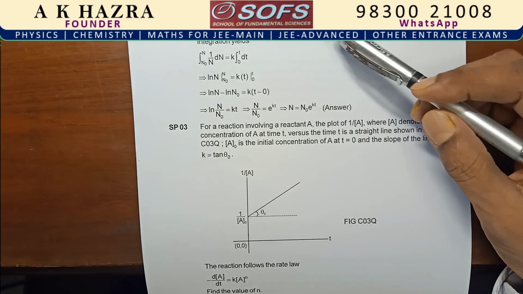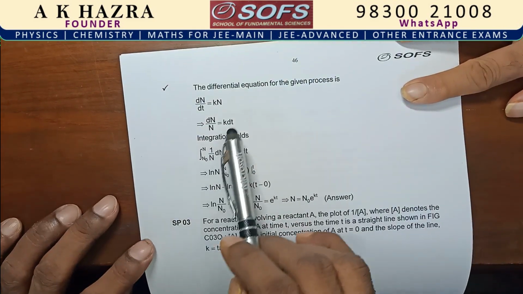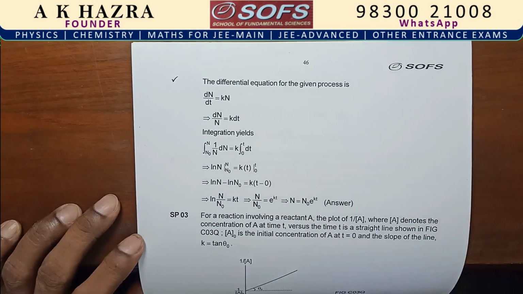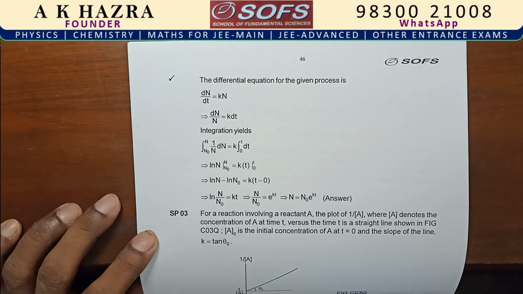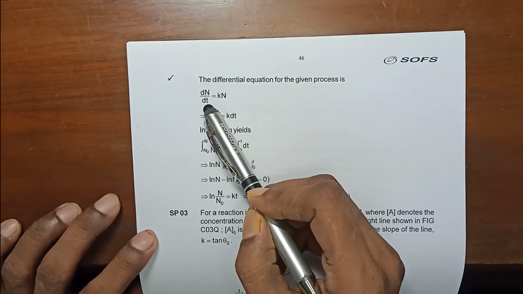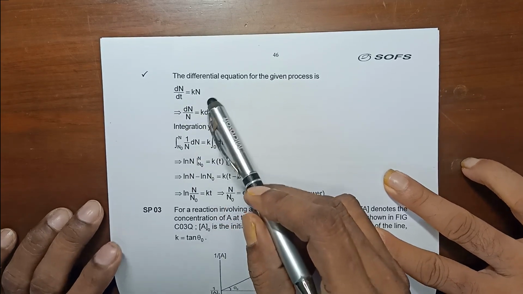Solution. You see, the differential equation for the given process is what? dN/dt is equal to kN. Here dN/dt is a positive quantity because N is increasing. There is a growth of bacteria. The number N increases, so dN/dt is a positive quantity. Be careful. So it is equal to kN. There is no question of any minus sign. So dN/dt is equal to kN.